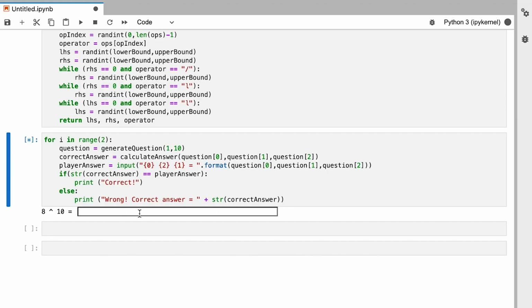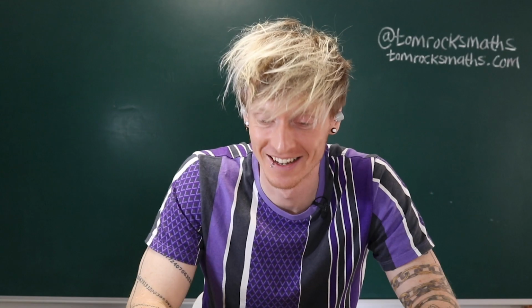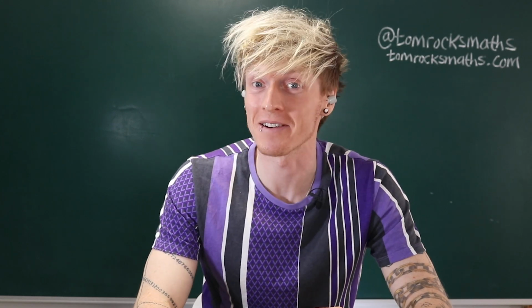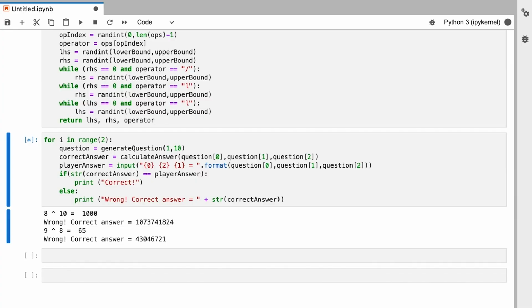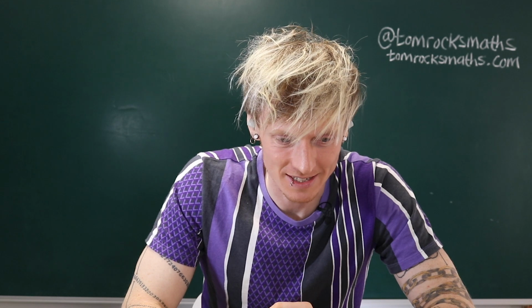And let's just run it one more time and I'll get one wrong to make sure that works. 8 to the power of 10. I mean, I don't know what that is, so I'll write that it's 1,000. It's not. Okay, wrong. Correct answer 1073741824. Of course it is. 9 to the power 8. Also have no idea. So let's just write 65, which is also, of course, wrong. Good, and it's giving me the answers. Okay, I like this. Right, nearly there.